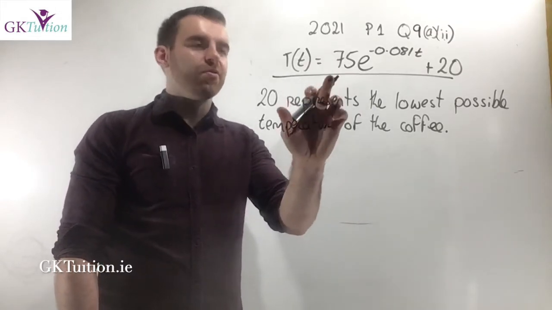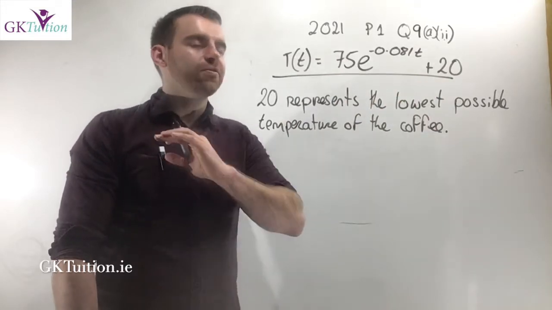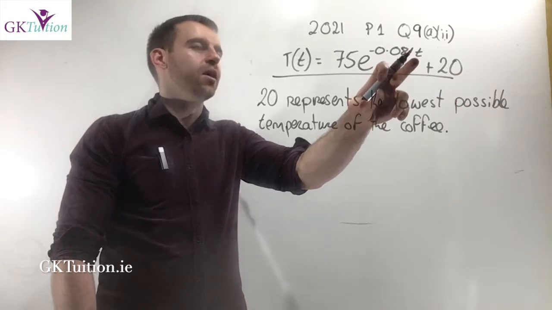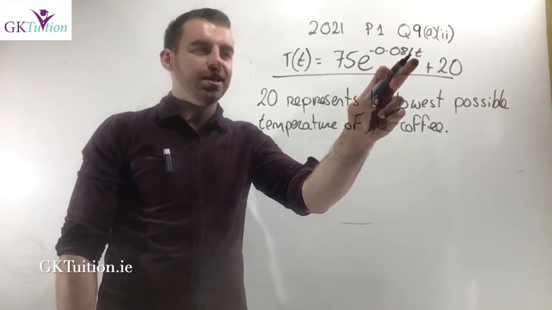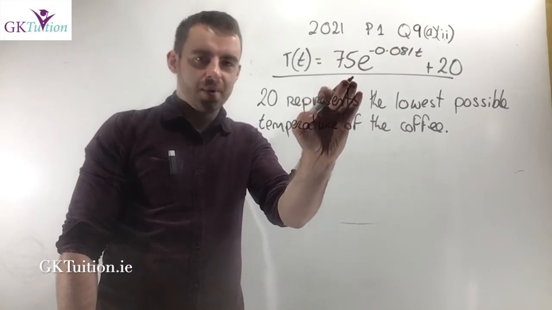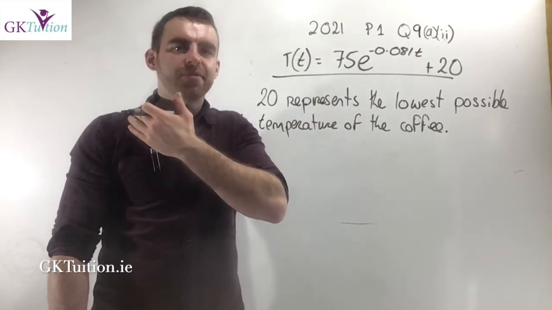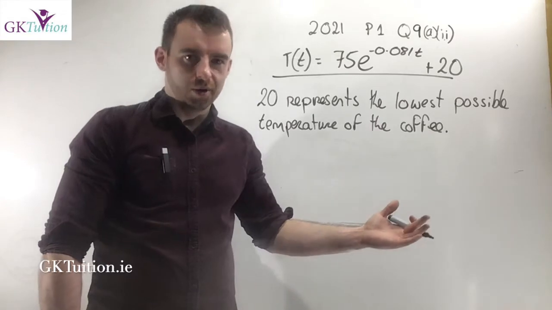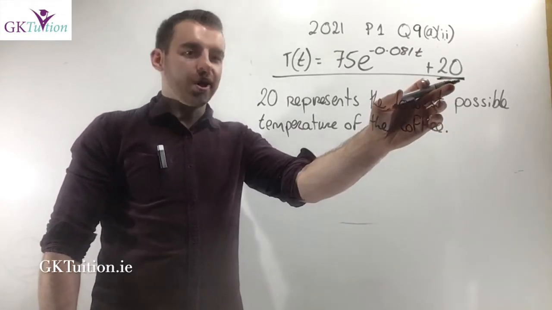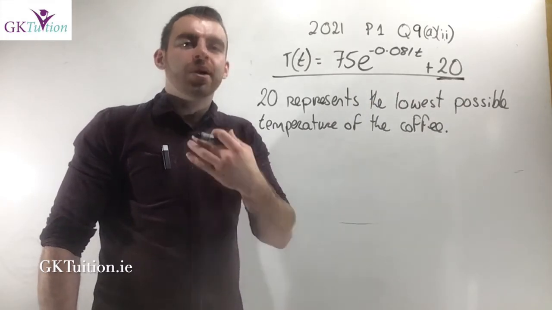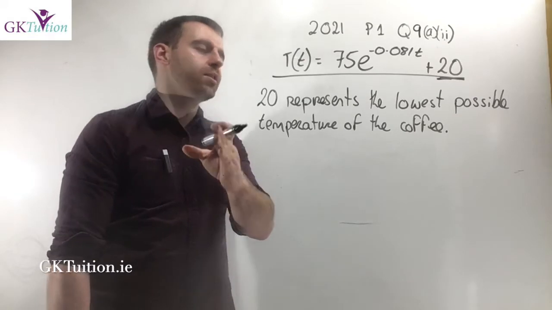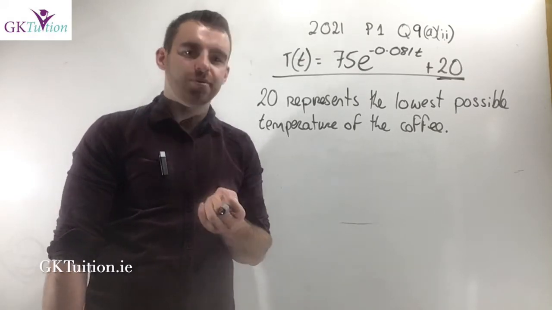But the thing that's never going to change is the 20. So after 2 days, the 20 is still there. If I subbed in a really large number for t, this essentially becomes a 0. And essentially the coffee has cooled as much as it could possibly cool. But it's never going to go below 20 degrees. The 20 here represents the minimum, the coldest the coffee will ever get. So that's what I've chosen to describe here. 20 represents the lowest possible temperature of the coffee.